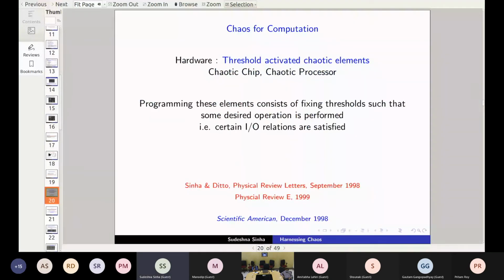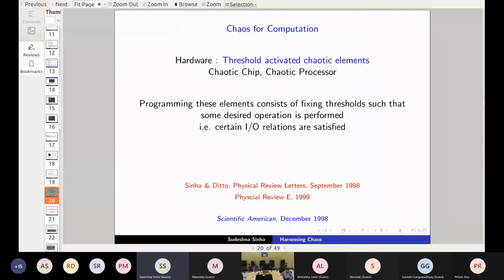So here is what we have: chaos for computation. So hardware is these threshold activated chaotic elements, which we can think of as a chaotic chip or a chaotic processor. And what is the programming of that? It is to fix the thresholds such that whatever logic operation we want is performed with 100% satisfaction. And what is a logic operation? It is a function which relates certain inputs to an output. So that correspondence has to come out of this system.